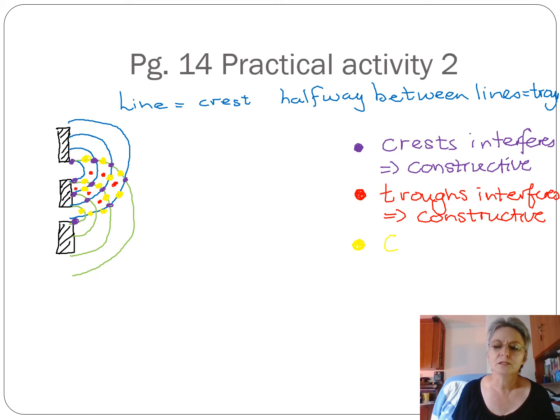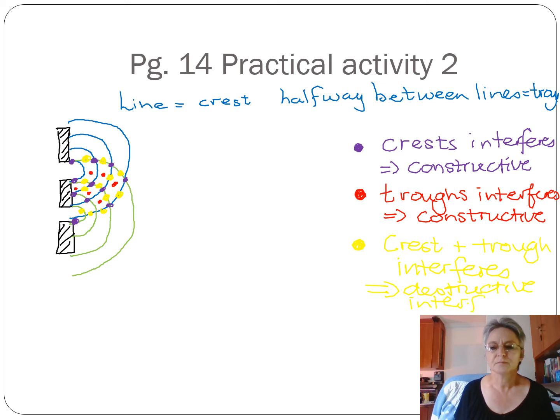So the yellow dots are where crest and trough interfere, and that leads to destructive interference. I'll place a diagram or a photo of what you see during this interference on the next slide.